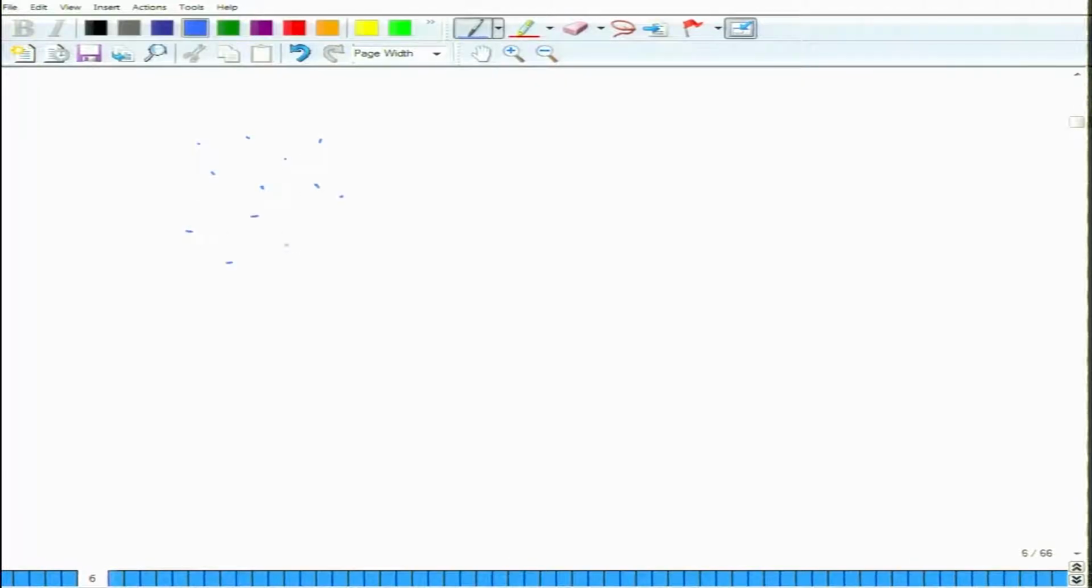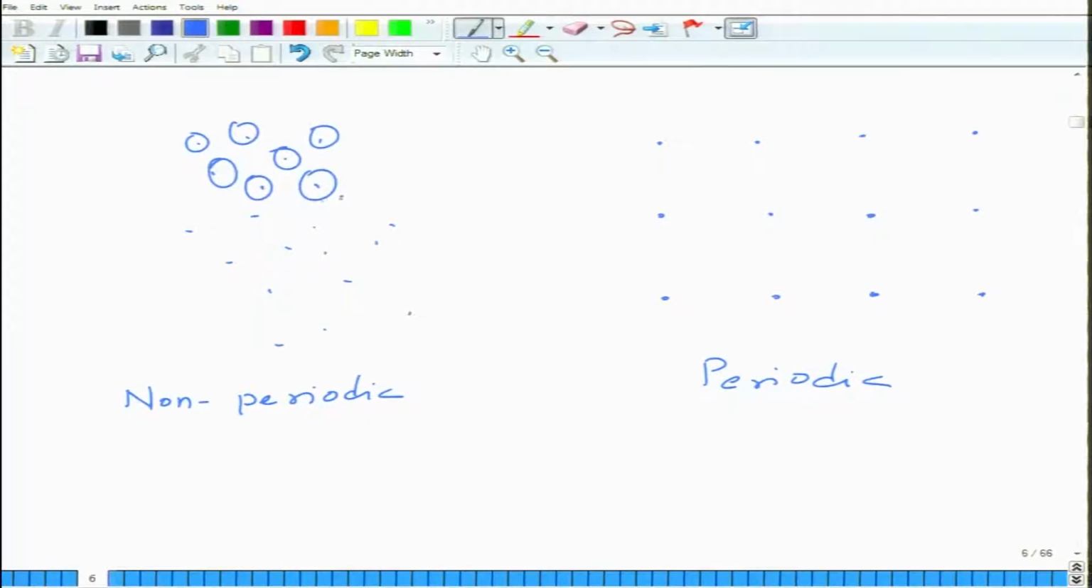So, that is where, when I come back to my picture again, you have a distribution like this. We replace the atoms with points, and then of course, you have something like that. So, this is non-periodic, this is periodic, okay. And if I put atoms here instead of points, I make a crystal basically.